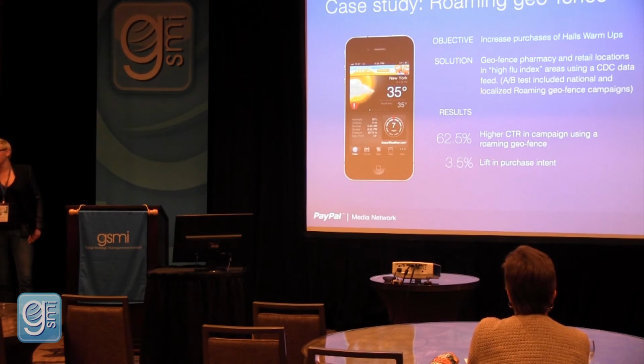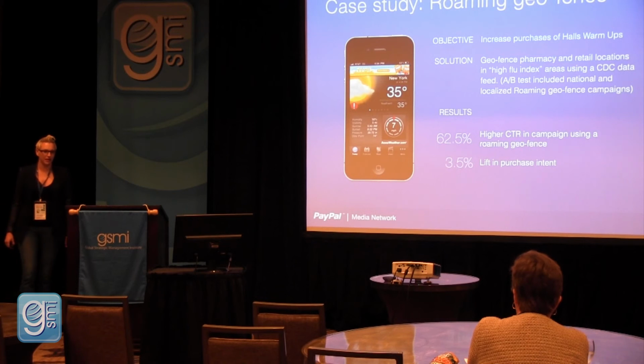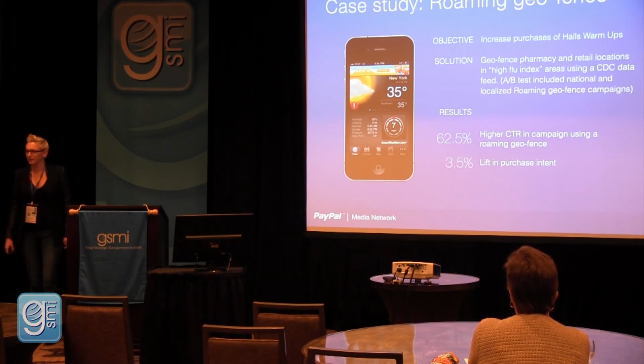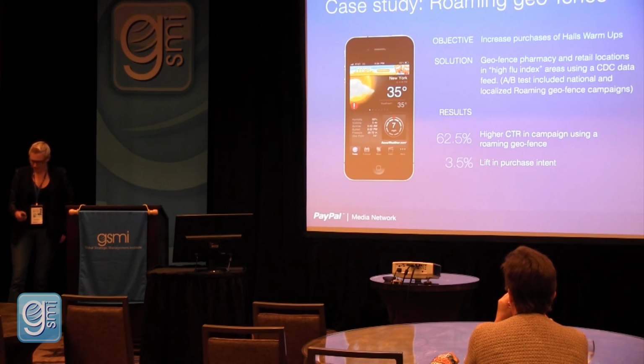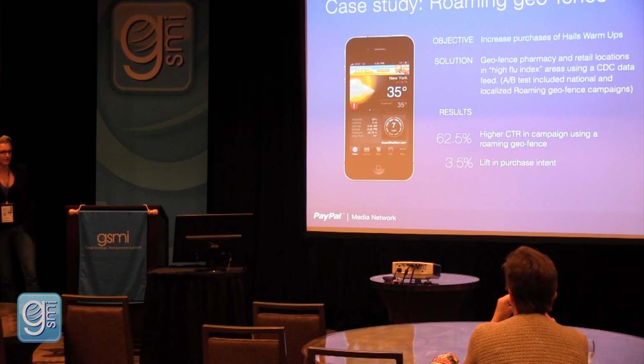We did an A/B test on this campaign where we just generally served a national campaign versus this roaming geofence campaign. And we found that we're able to lift the click-through rate by 62.5% using these relevant local conditions. And we also saw a 3.5% lift in purchase intent on this campaign.